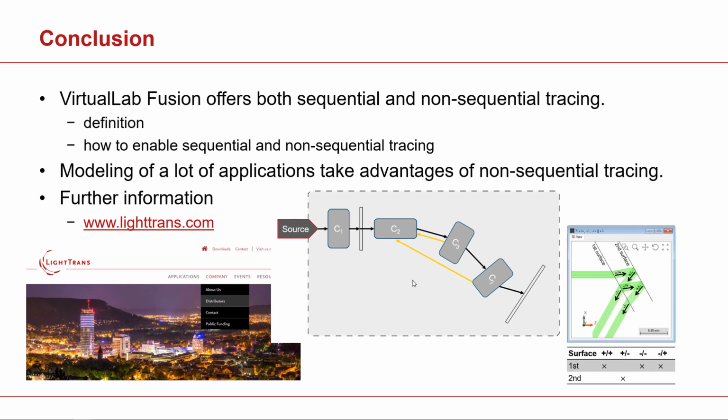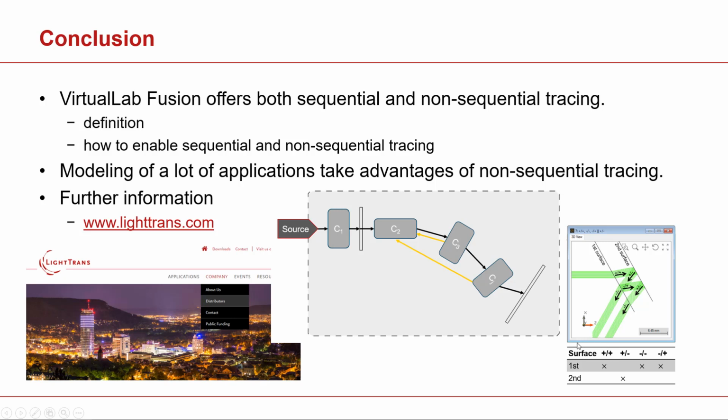Today we introduced how we define sequential and non-sequential tracing. In sequential tracing, light propagates following the predefined sequence, while in non-sequential tracing, light may find its own way. Then, we also introduced how to enable sequential and non-sequential tracing in VirtualLab. We use the channel concept.